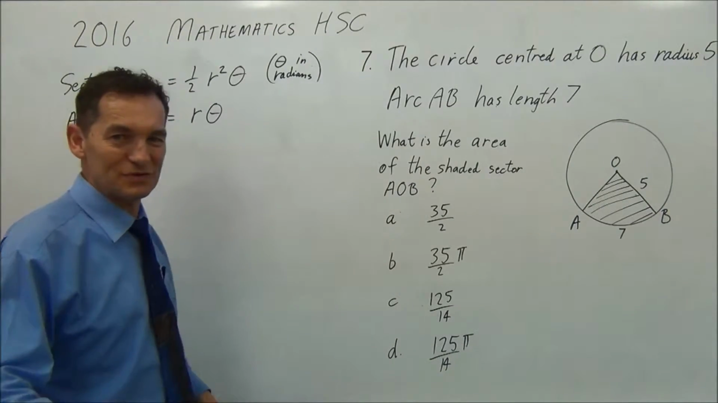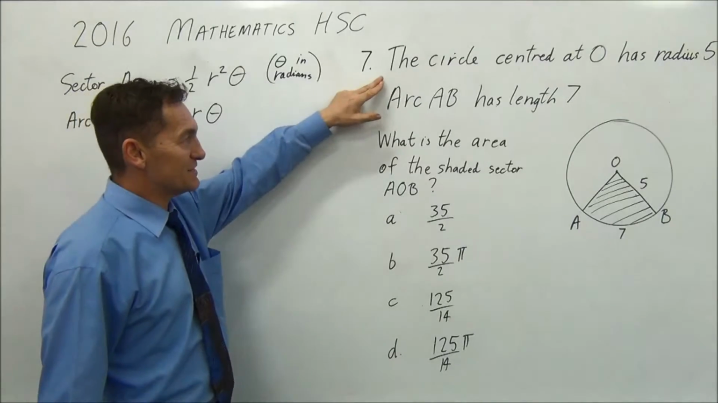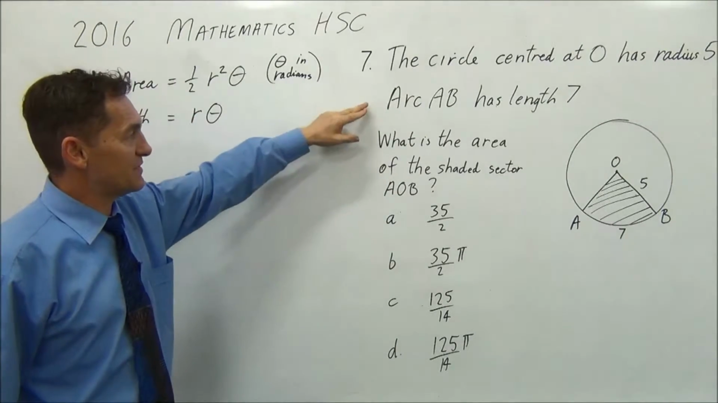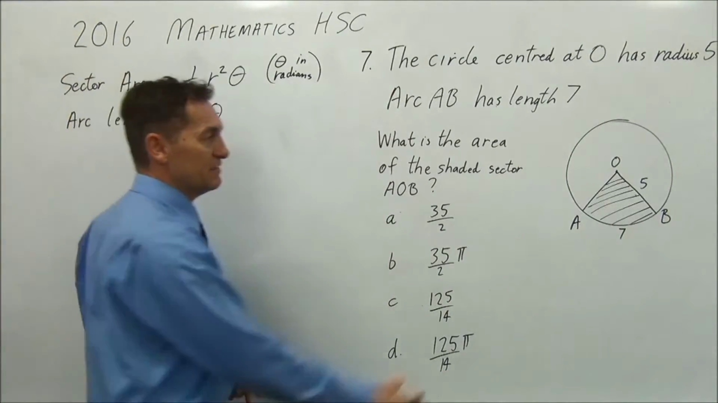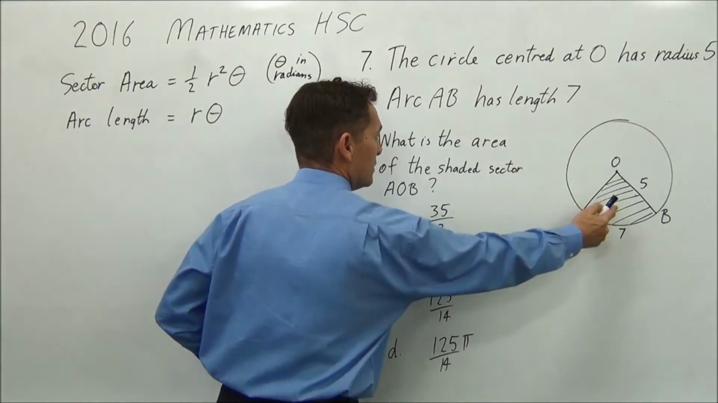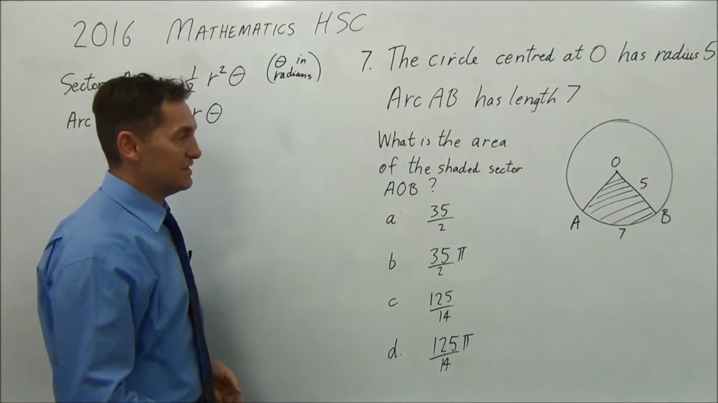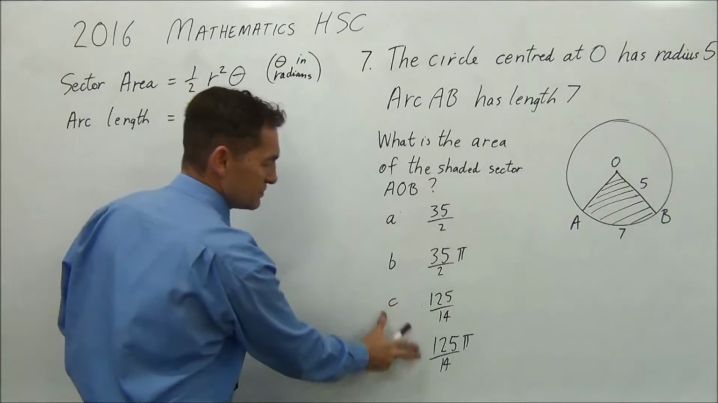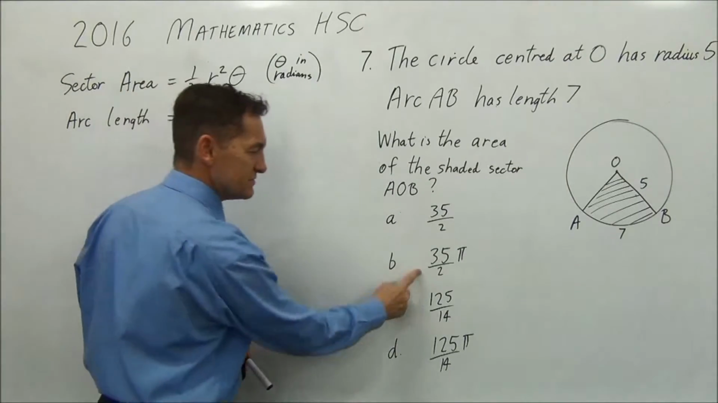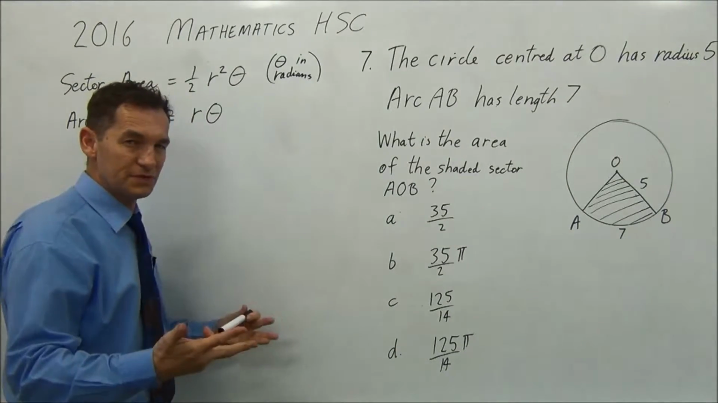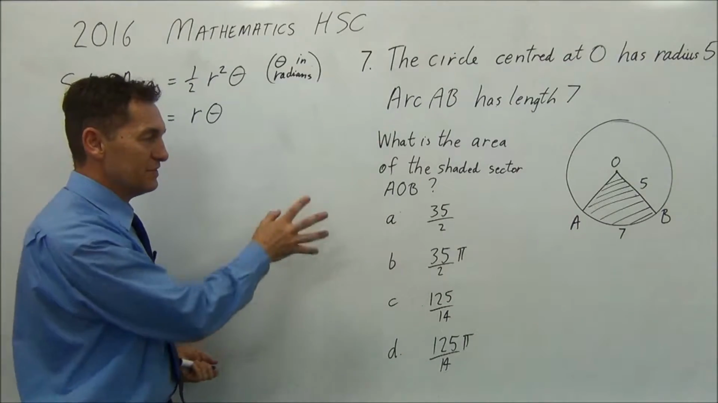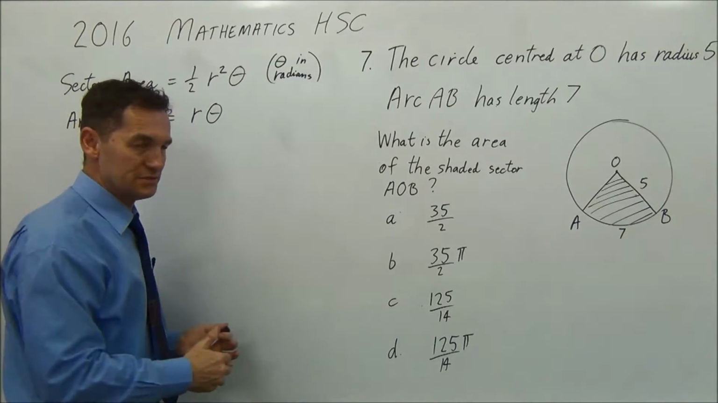G'day again, back for question 7. The circle centred at O has radius 5. Arc AB has length 7, and they give you this nice diagram here. What is the area of the shaded sector AOB? If you look through the answers, you'll notice there's a few pi's in there, so that should be a giveaway to say they're looking for an answer in radians.